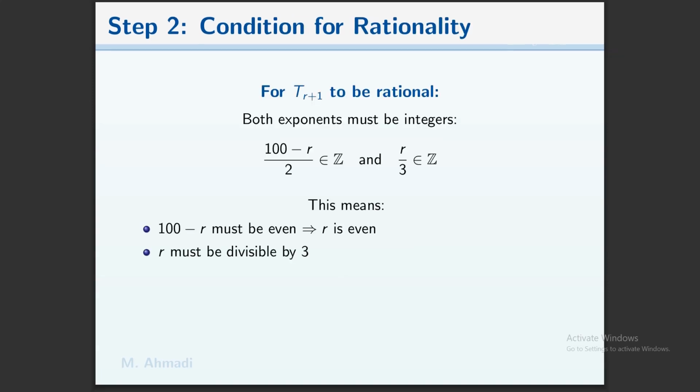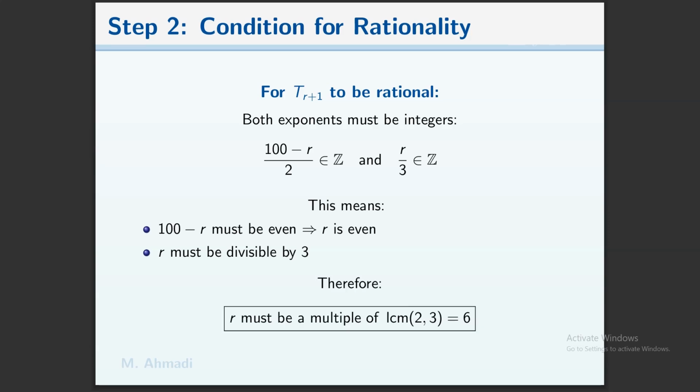So the condition for rationality: for T_(r+1) to be rational, both exponents must be integers. (100−r)/2 belongs to the integers, and also r/3 belongs to the integers. This means that 100 minus r must be even, so r should be even, and r must be divisible by 3. Therefore, r must be a multiple of the LCM, the least common multiple of 2 and 3. The LCM of 2 and 3 equals 6.